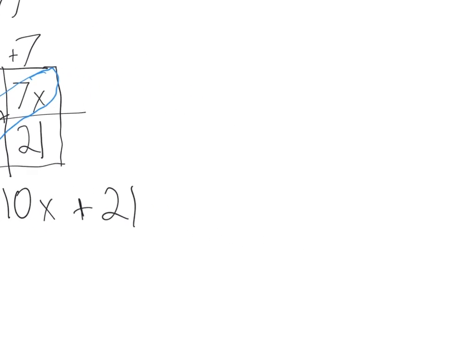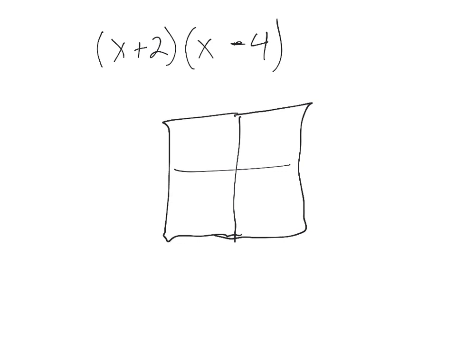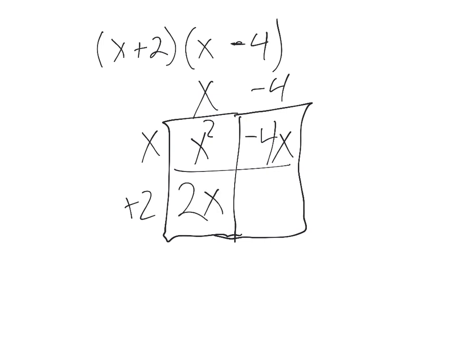Now let's say I have a different problem. Now I have, say, x plus 2 times x minus 4. Okay? So I still have my box. Now I'm going to go x negative 4 and then x positive 2. X times x is x squared. X times negative 4 is negative 4x. And then positive 2 times x is 2x. Then 2 times negative 4 is negative 8.